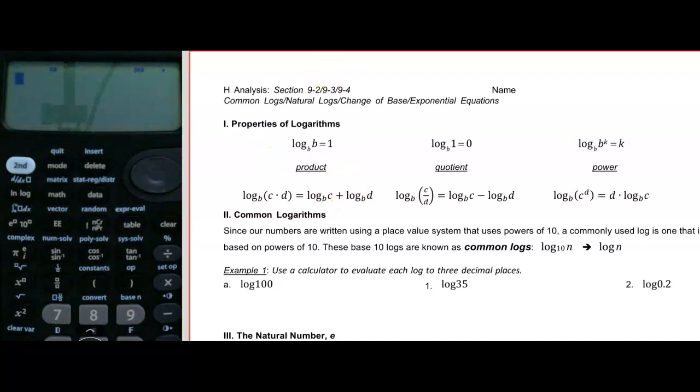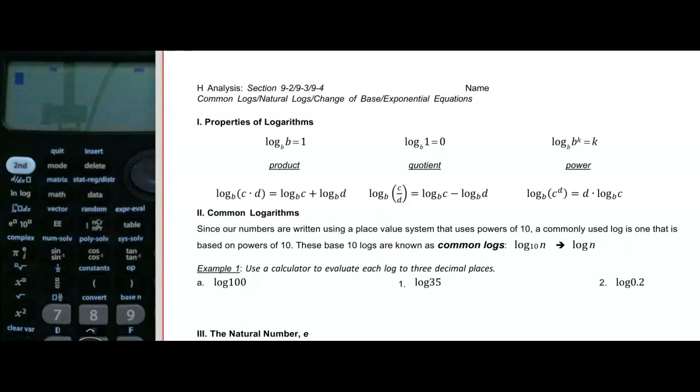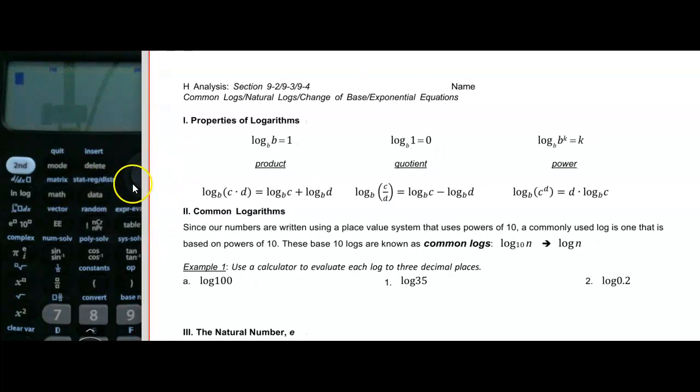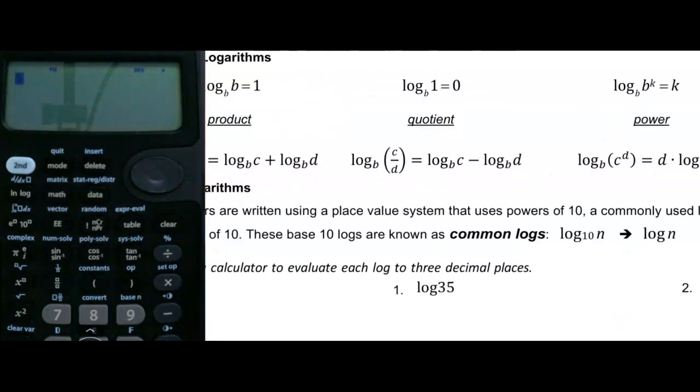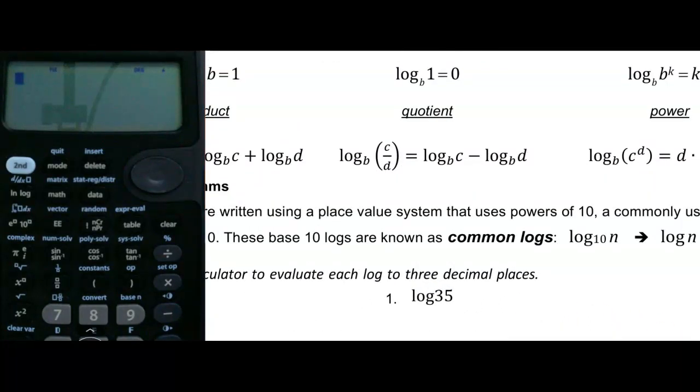So we start off with just the review of what we did already. There's the properties you can see here. There we go. There's our properties that we learned.